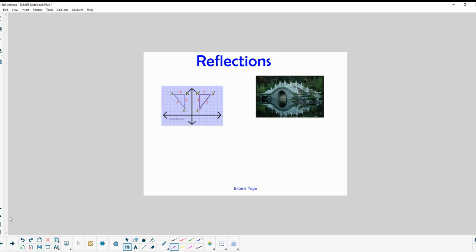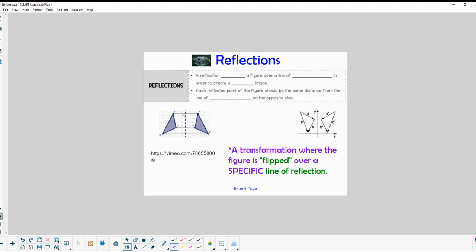All right, so today we're talking about reflections. So basically, a reflection is something that flips a figure over a line of reflection in order to create a mirror image. Each reflected point of the figure should be the same distance from the line of reflection on the opposite side.